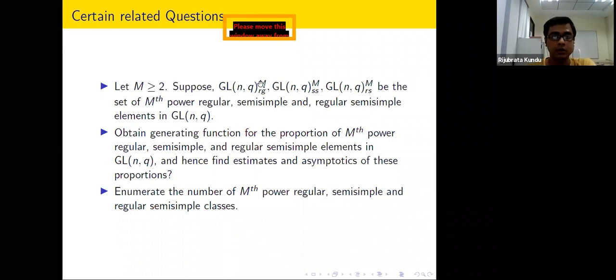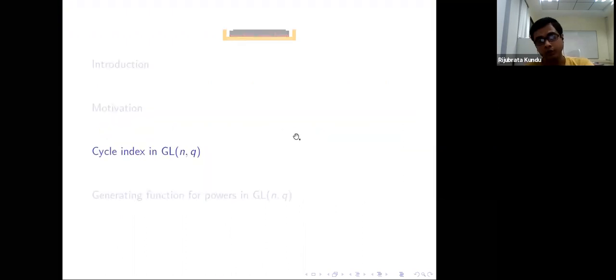Okay, so now I think the question is properly set, and we can see some results which turn up in this. One of the main tools that I will require to write the generating function is a cycle index in GL_n(F_q). So this is what I am going to discuss now. This provides the main combinatorial background of this paper, that is, the talk.